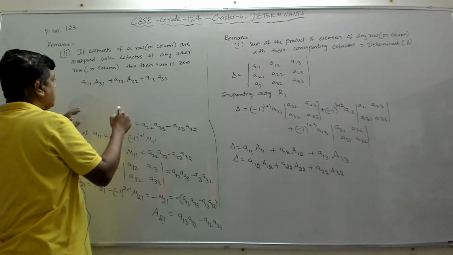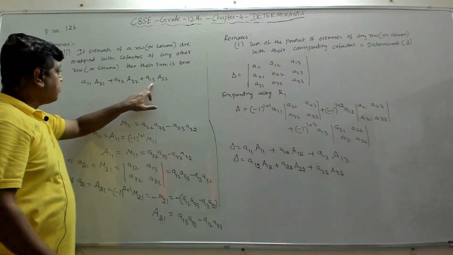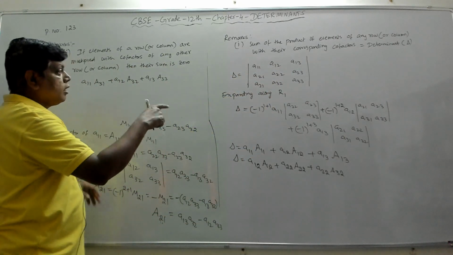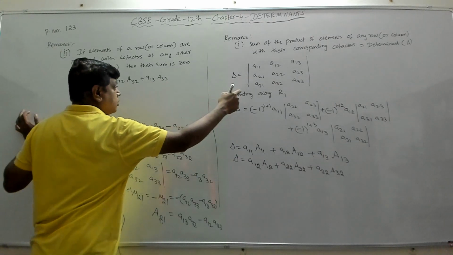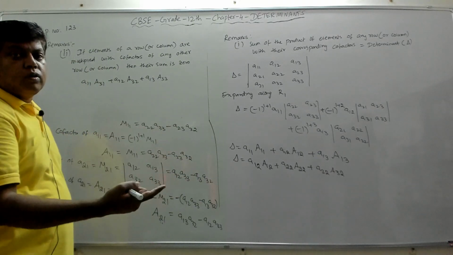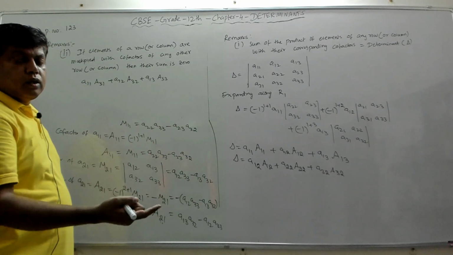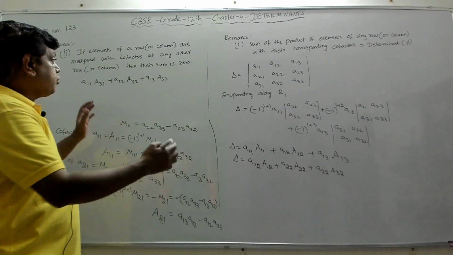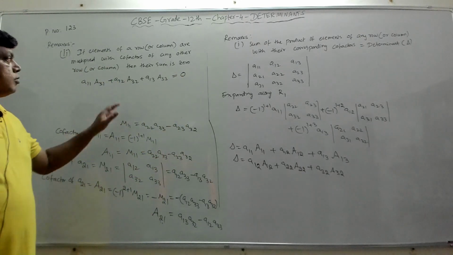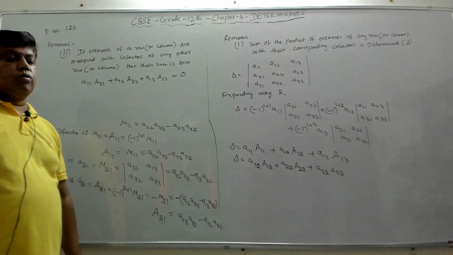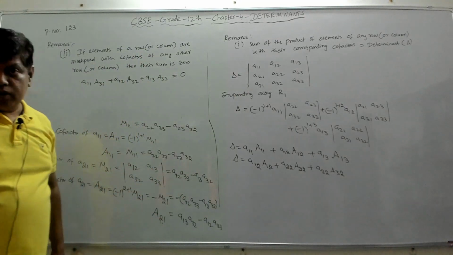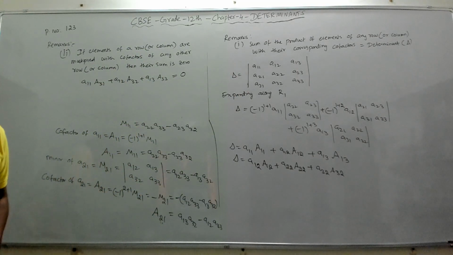So what we have done here: I multiplied the elements of the first row with the corresponding cofactors of the elements of the third row. If first row elements are multiplied with the cofactors of the third row, and then you add all of these, the value will be equal to 0. We can even check this.